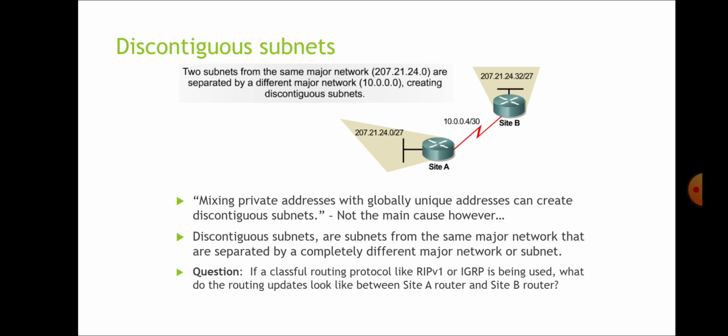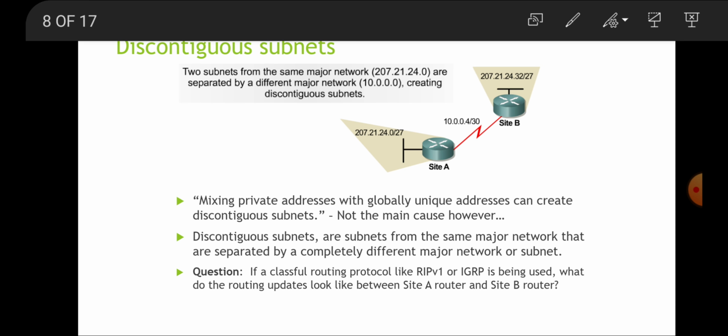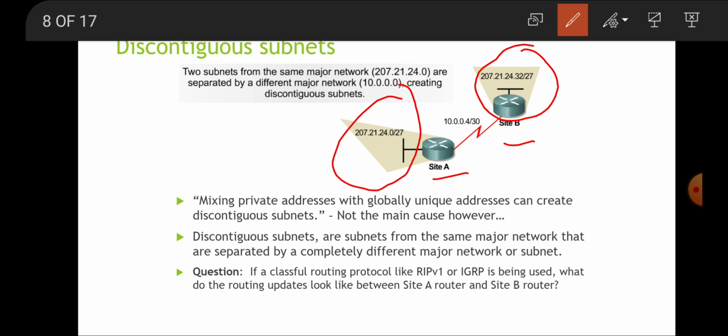Now discontiguous subnets: two subnets from the same major network, that is 207.21.24.0, are separated by a different major network, that is 10.0.0.0, creating the discontiguous subnets. You can see here side A and side B. This one is using 24.32 and you are also using 207.21.24.0. They look like the same network, but they are separated.